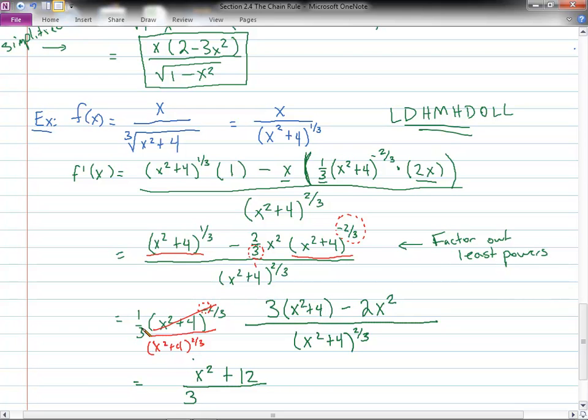On bottom, I got the 3 from right here. I also have an x squared plus 4. Now I've got a 2/3 power and a 2/3 power. Add those together, you get to the 4/3 power. And there is your final answer.